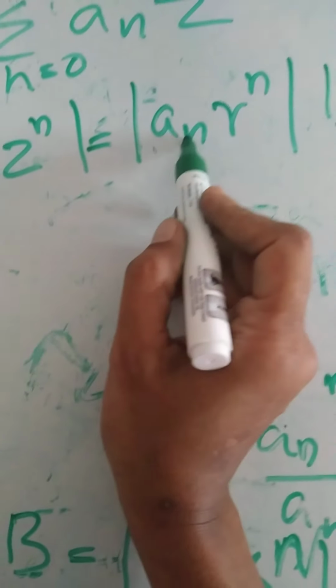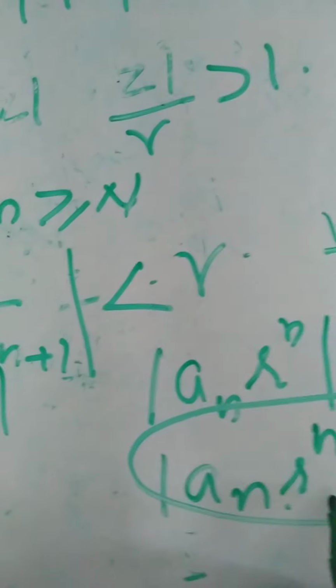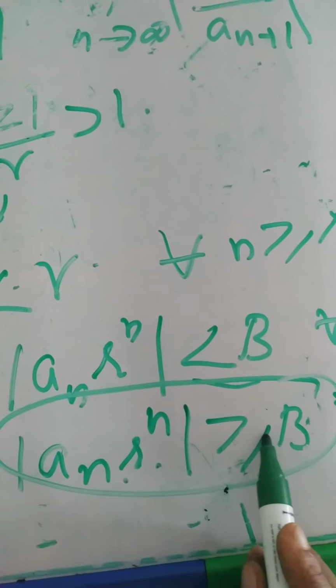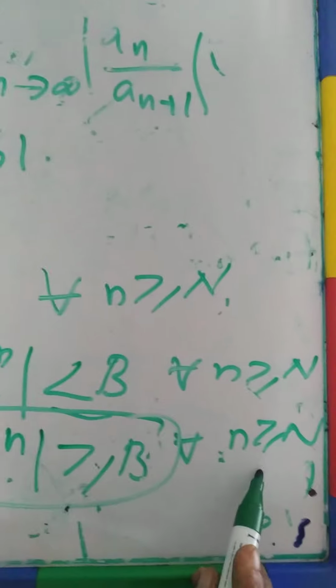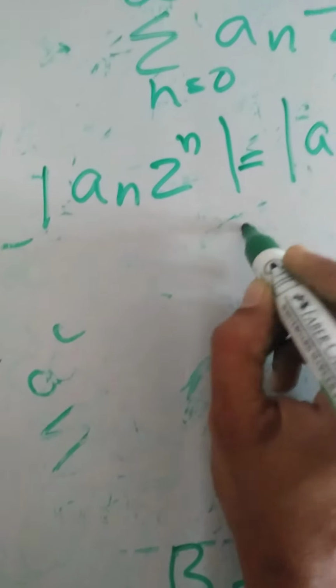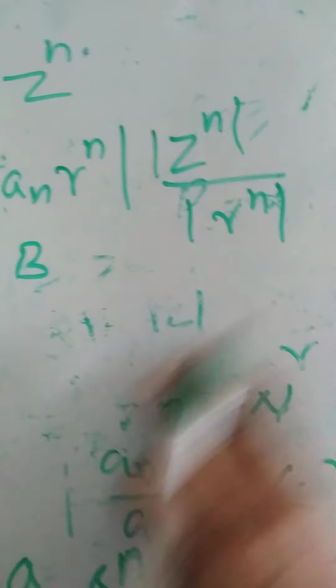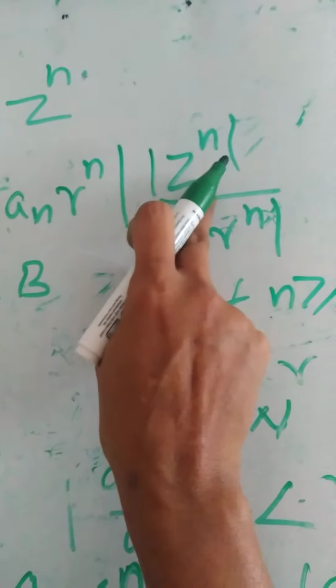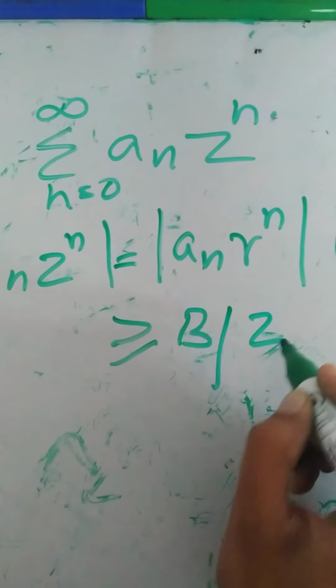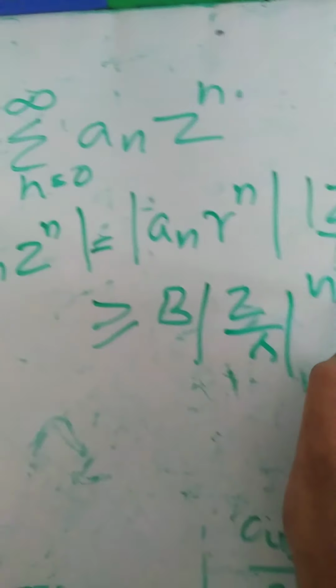Modulus of a n r raised to n is greater than or equal to b for every n greater than or equal to N. So we can write this as greater than or equal to b for every n greater than or equal to N. There is one more part left here, modulus of z by r whole raised to n.